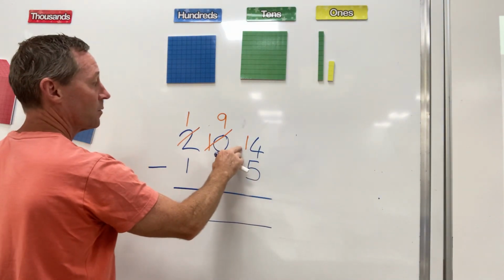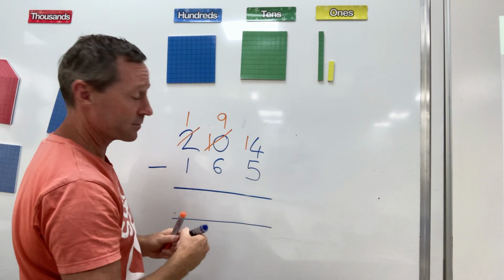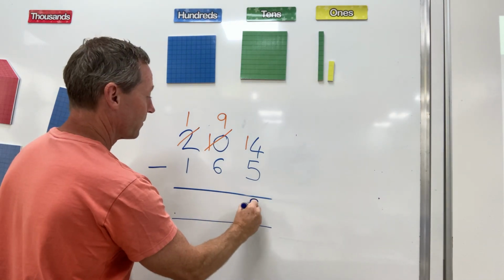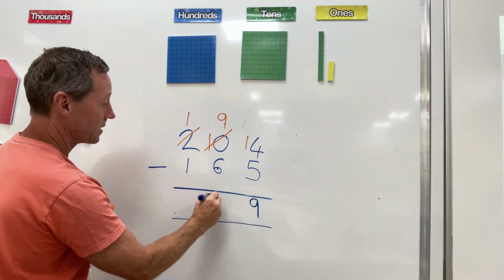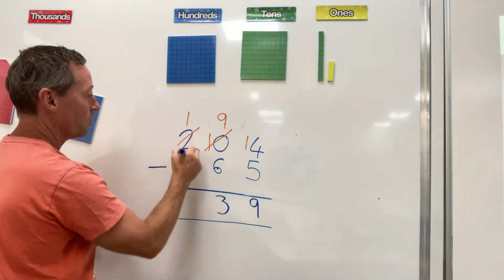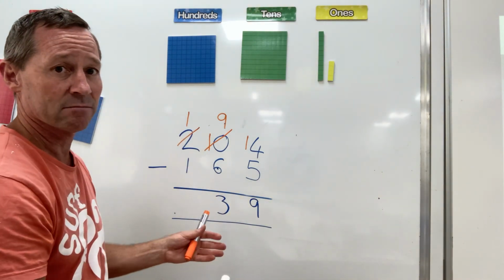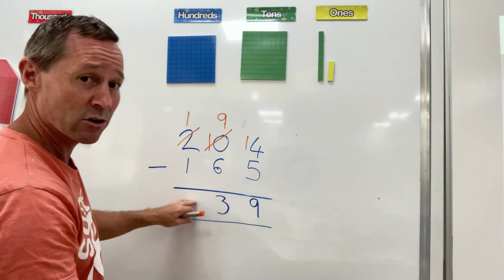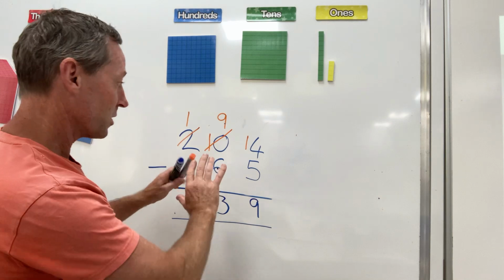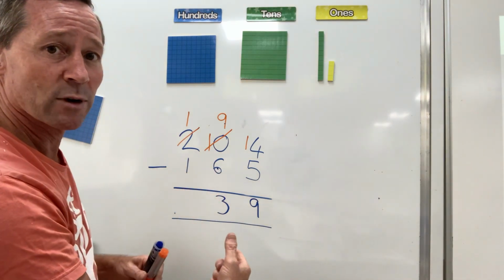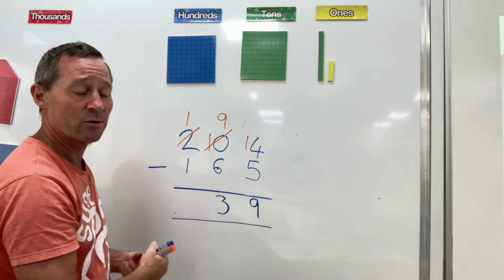Now I can do this. 14 minus 5 leaves 9. 9 minus 6 leaves 3. 1 minus 1 leaves 0. So I could put a 0 there, or I could just leave it as is. And you just don't want to stop there. You actually want to do the inverse operation, just to double check your answer is correct.